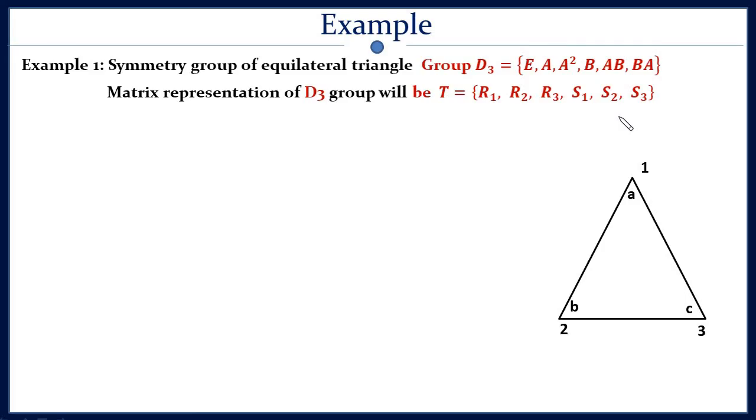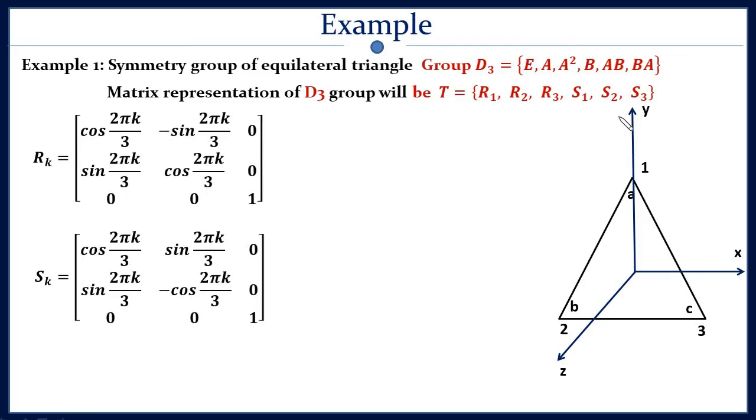This is the triangle, and now we will consider this triangle in 3D space, that is L3, the 3-dimensional linear vector space with X, Y and Z. Now just rotate this triangle about the Z axis. In that case, the rotation matrix will have this kind of form. Here K is 1, 2 and 3. 3 means rotation by 360 degrees, 1 means rotation by 120 degrees and 2 means rotation by 240 degrees. And similarly, the reflection matrix.